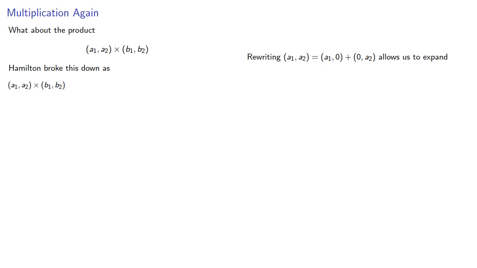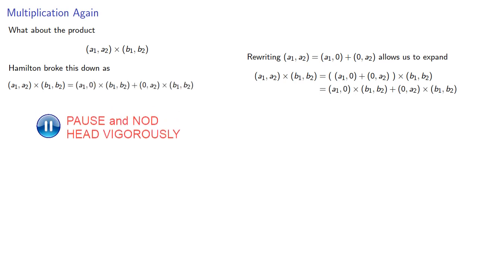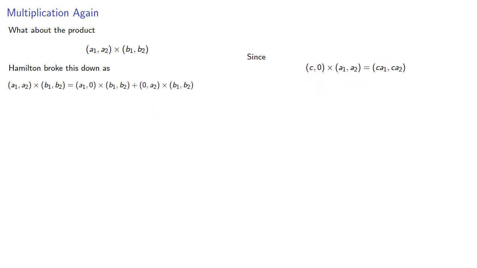Now, while we've defined one particular product of these algebraic couples, what about a general product? To find this product, Hamilton broke it down as follows. First of all, (A1, A2) we can rewrite as (A1, 0) plus (0, A2), and this allows us to expand this product as, and since if we multiply by a couple whose second component is 0, that's really just a scalar multiplication, then this first product, (A1, 0) by (B1, B2), is the scalar multiplication by A1.